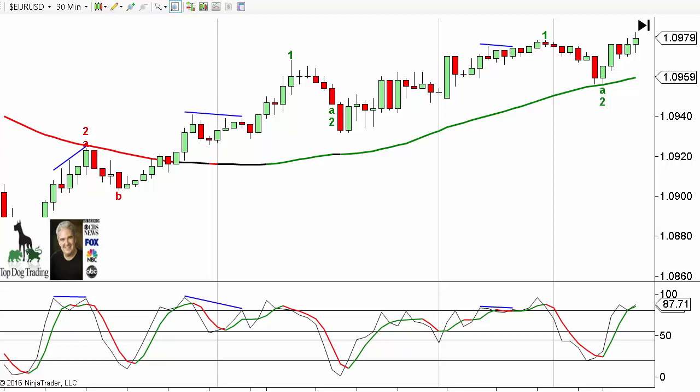Hey traders, Dr. Barry Burns here with Top Dog Trading, and today we're going to talk about Forex strategies, specifically how to use trailing stops. Trailing stops are stops that you move as the market continues to go in your direction, so that if the market goes against your position, you don't lose so much money. So let's get right into it.